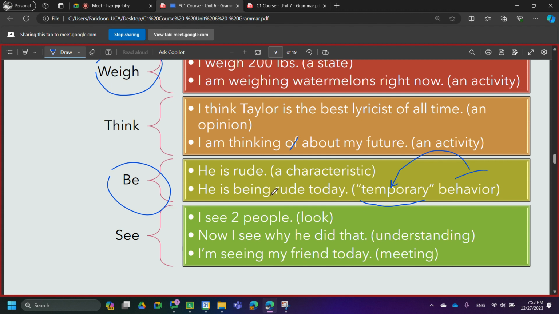He is being rude today. My friend is being nice to me. I don't know, for example, what he wants. There are many, many more sentences. Okay, and the last verb is "see".